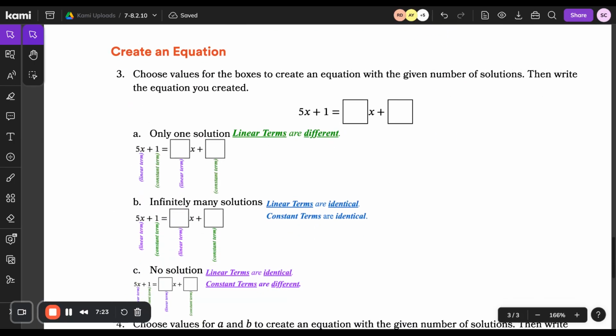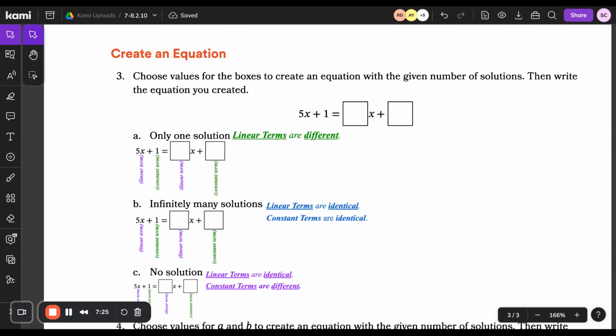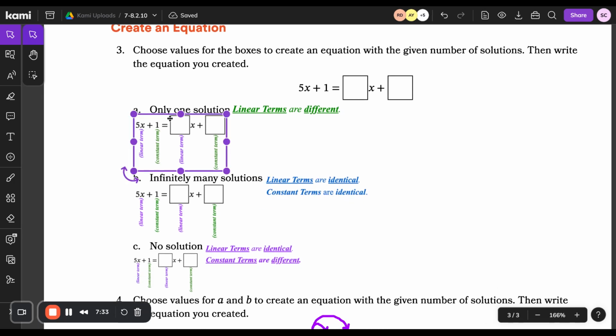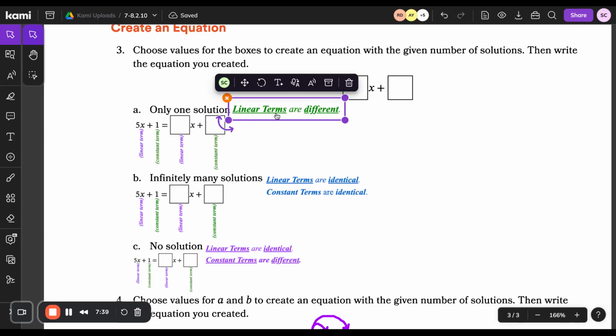And then for our last part, you're going to create an equation on your own. It says choose values from the boxes to create an equation with the given number of solutions, then write the equation you created. So the very first one they want you to do is only one solution. So remember, with only one solution, your linear terms are going to be different. It does not matter what your constant terms are. The only thing that matters for one solution is that your linear terms are different.